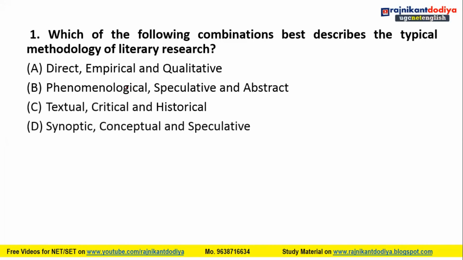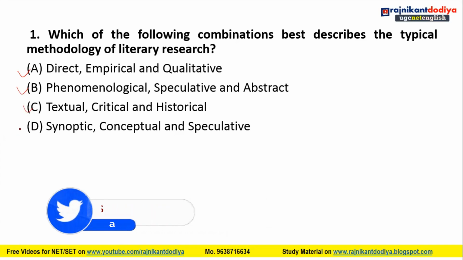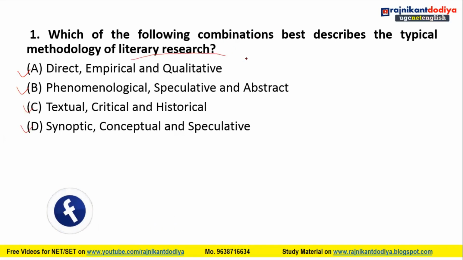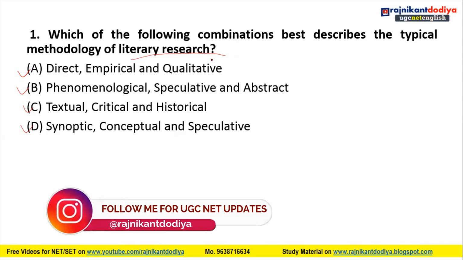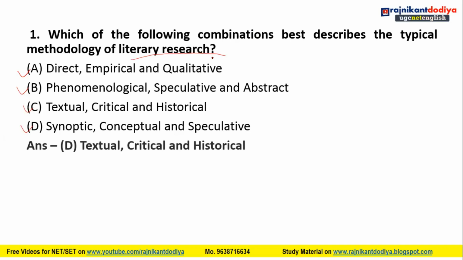So four options are here, friends. First, direct, empirical and qualitative. Then phenomenological, speculative and abstract. Then textual, critical and historical. Then synoptic, conceptual and speculative. Here the question is regarding the methodology followed for literary studies. So what can be the answer, friends? We have to identify the best combination here.